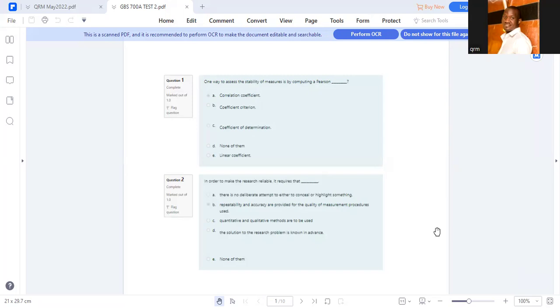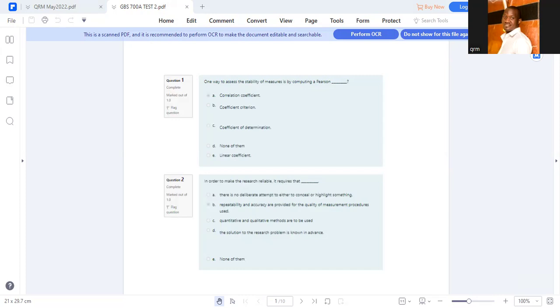Pearson correlation coefficient. Okay. Then question number 2. In order to make research reliable, it requires that... So how do we make research reliable? So now we are talking about issues of reliability. Before I go to answering that question, we have discussed issues of reliability in research.